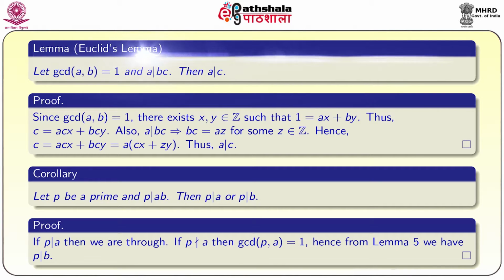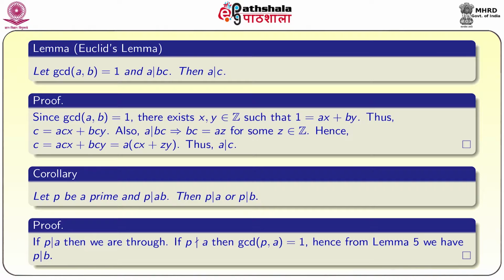Now, we will go to an important lemma called Euclid's lemma. What it says is, if the GCD of a, b equals 1, and a divides bc, then a divides c. This is one of the important results we will use very frequently, so I request you to remember this statement. The important thing is that GCD of a, b equals 1 and a divides bc, then we conclude that a divides c.